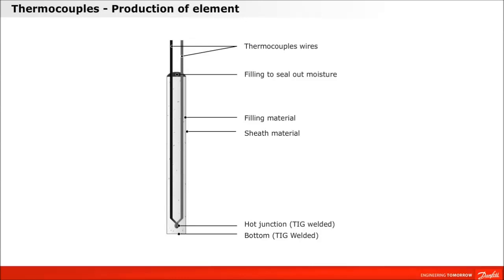It is very important to protect the sensor against moisture penetrating into the filling material during production and in the application. If moisture penetrates into the filling material, a short circuit can develop between the thermocouple wires, and this short circuit will act as a new thermocouple, corrupting the measurement.